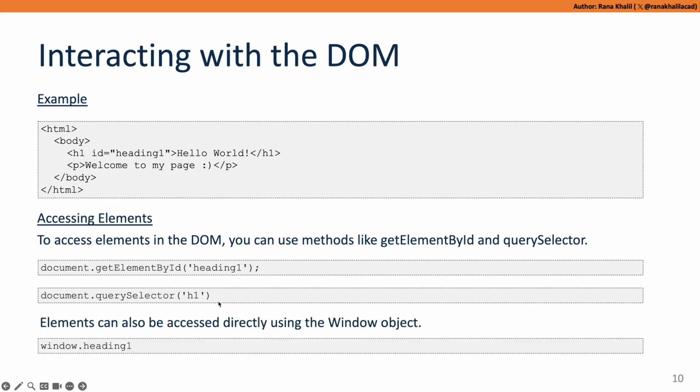Another way to access elements in the DOM is by directly calling the window object. That's called named access. All you have to do is call the window object and then call the ID of the element that you want to access. This specific functionality is going to come in real handy when we're talking about DOM clobbering vulnerabilities, so make sure you keep this at the back of your head. We'll talk more about it when it comes to our next section.